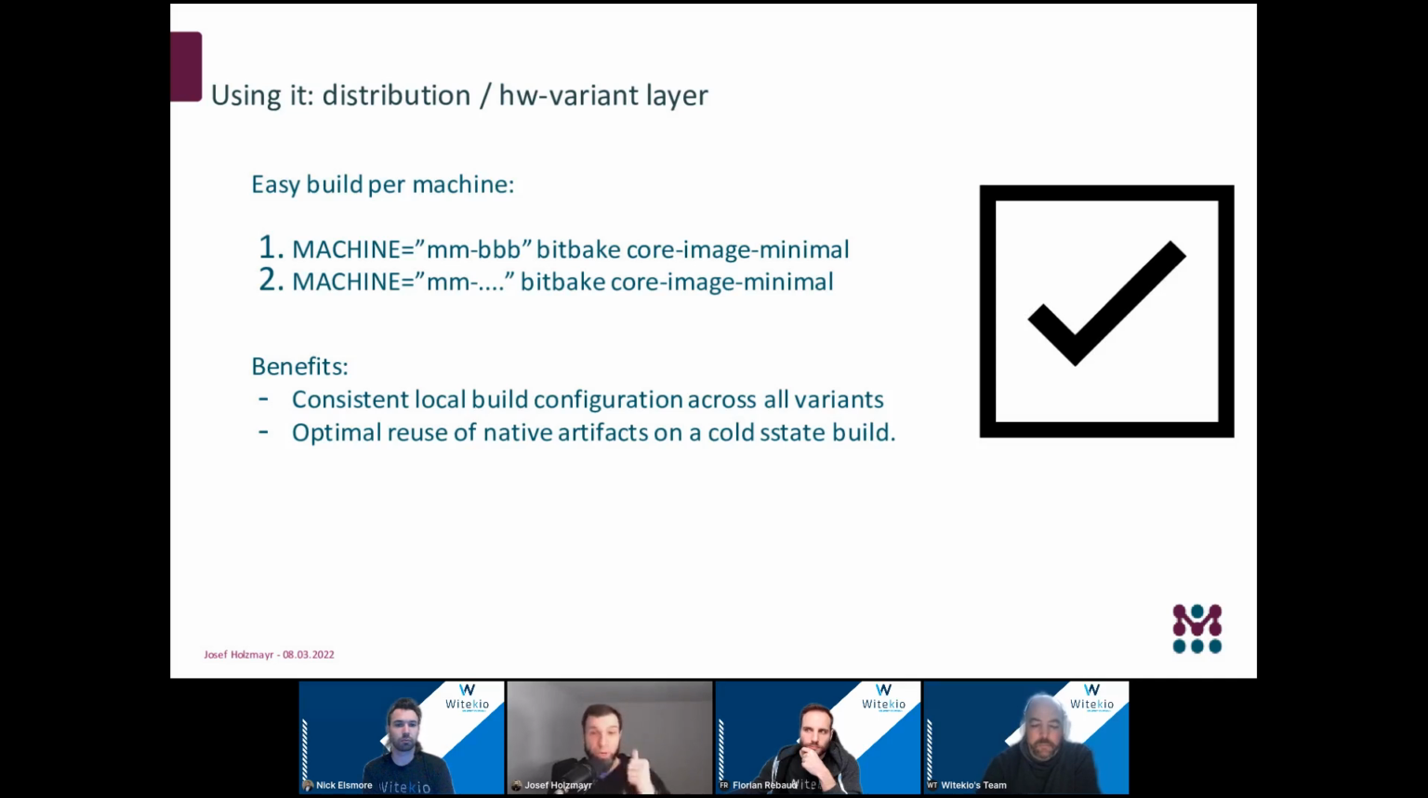I set up only one build directory, and then I go like MACHINE equals mm-bbb bitbake my image. I have another one. I call it MACHINE mm-raspberry bitbake go. And this will not clash in one build directory. All artifacts, especially the Yocto internal ones, will be reused as much as possible, especially native build artifacts, whereas everything that is not hardware independent will be perfectly separated under the deploy directory.